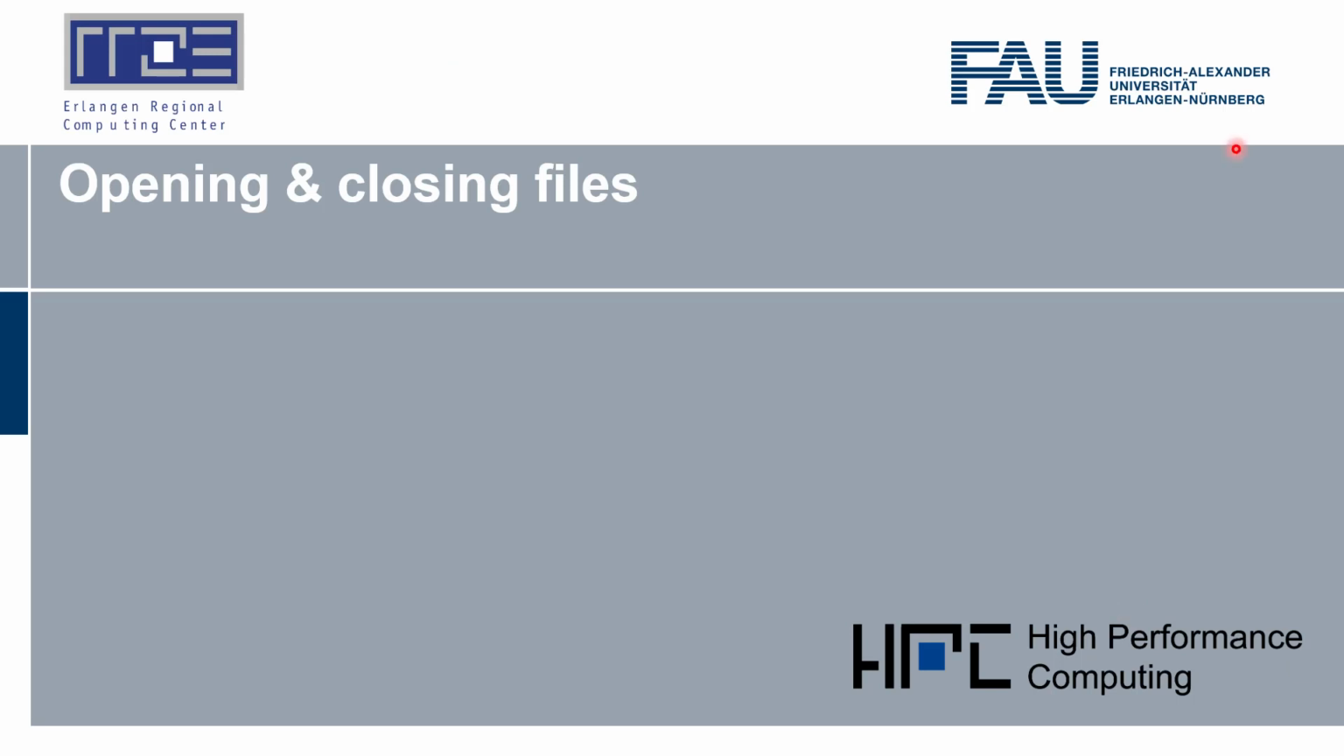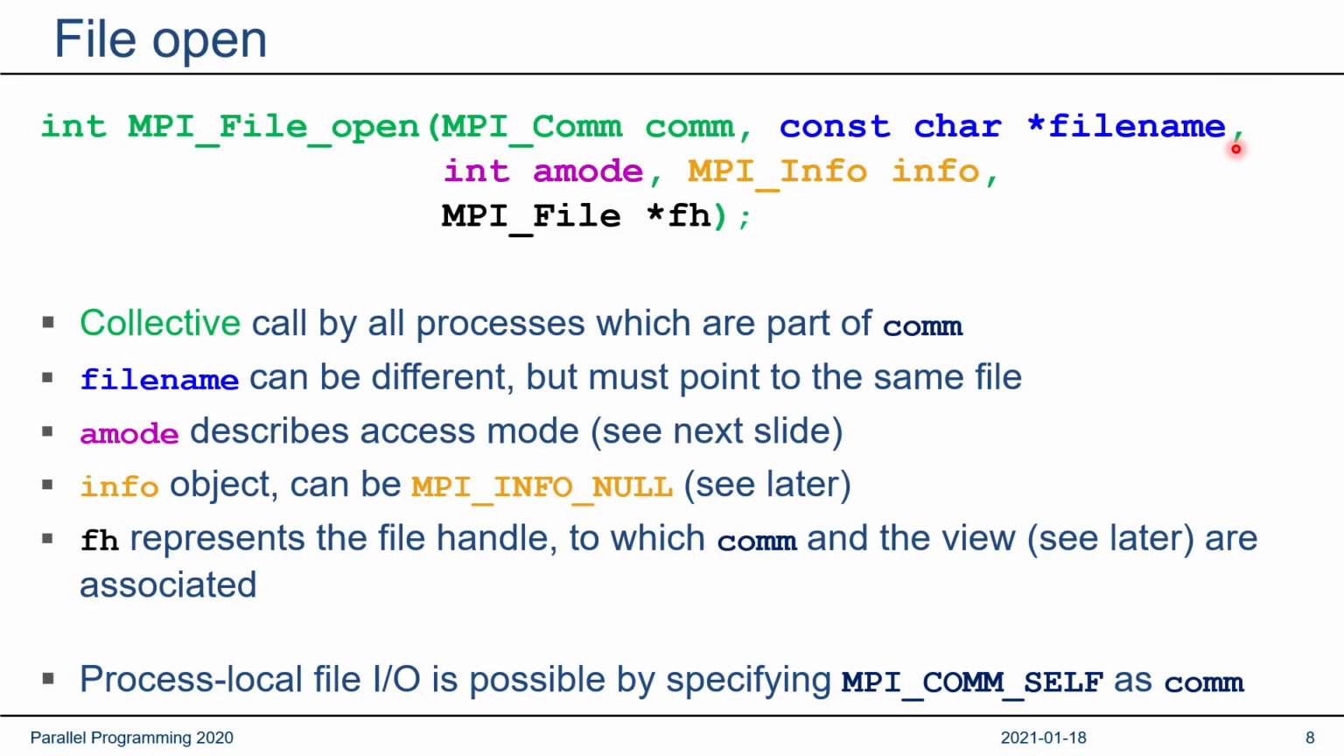The first step towards using a file is opening it and later closing it again. So here's the call in MPI to open a file. It's called MPI file open. It requires a communicator, and the call is collective by all processes which are part of that communicator. This appears like an unnecessary restriction, but we'll see later that it's quite simple to actually open files on single processes actually.